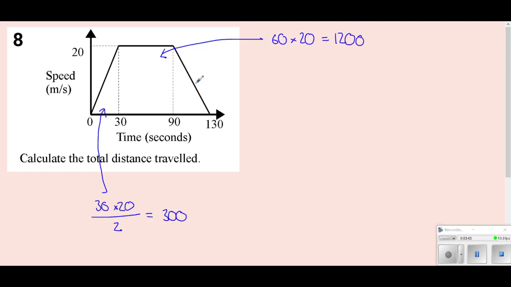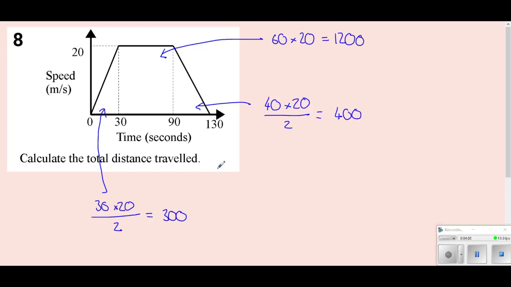And the final section is another triangle. It's got a base of 130 minus 90, which is 40. A height of 20, so we do 40 times 20. Divide it by 2. 40 times 20 is 800. 800 divided by 2 is 400.